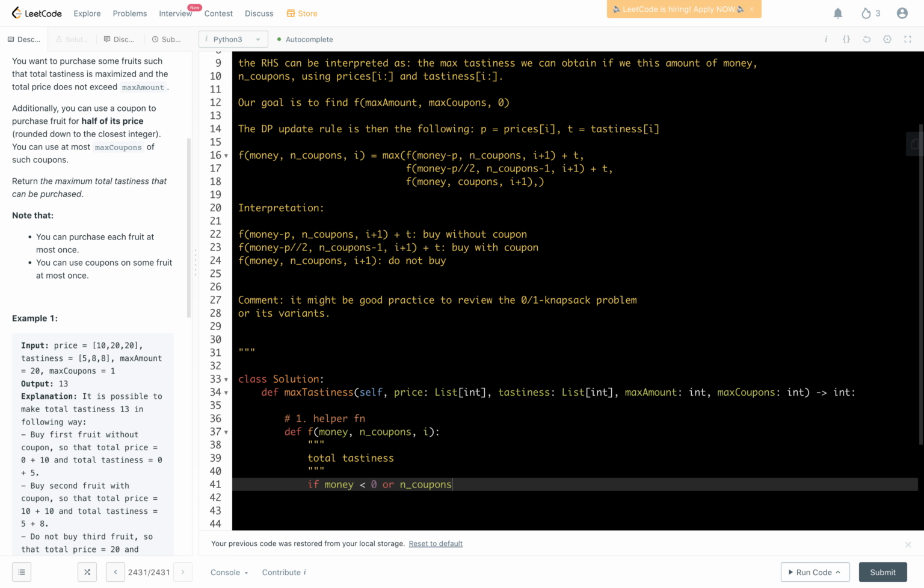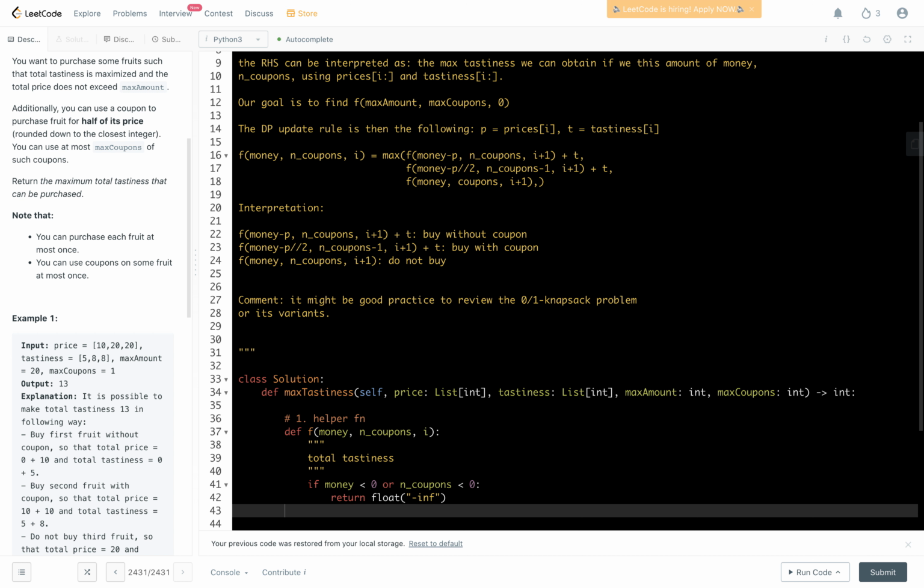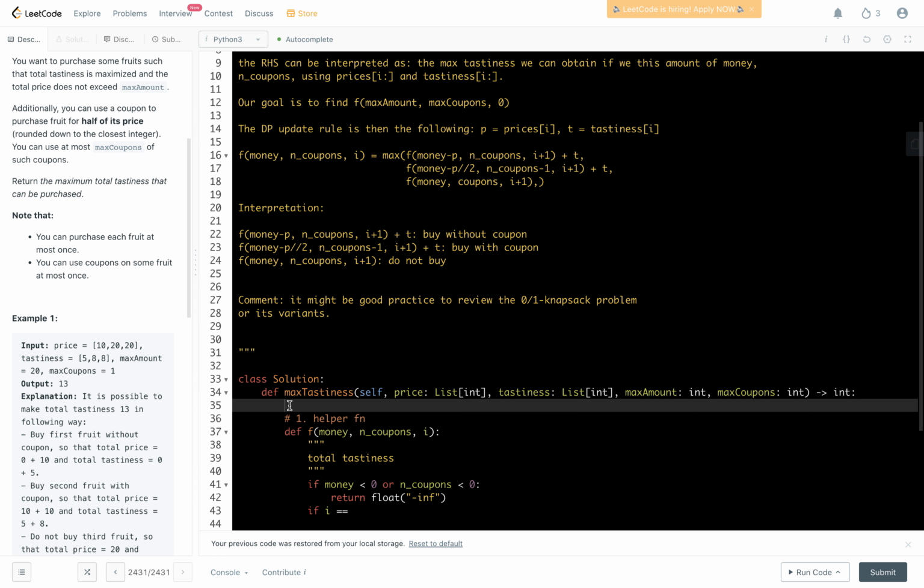So first, let's consider some forbidden cases. That is, if money is less than 0, in other words we do not have money, or the coupon count is also negative. In this case, we're going to penalize, so we're going to return float negative infinity. So this is the one case.